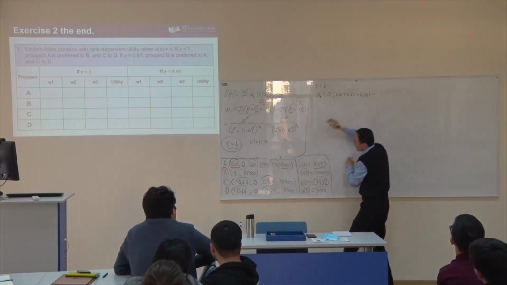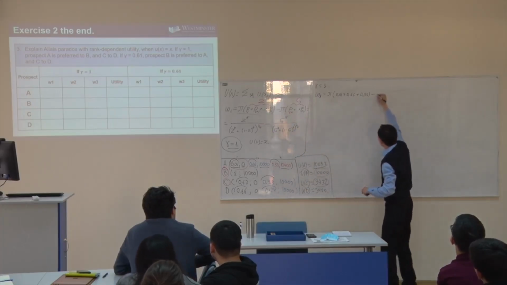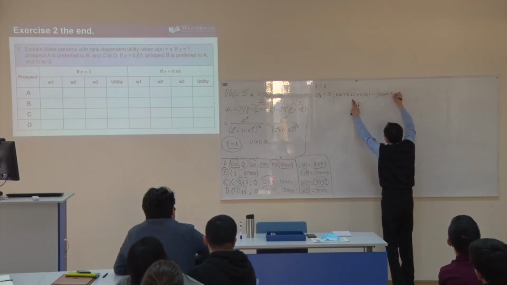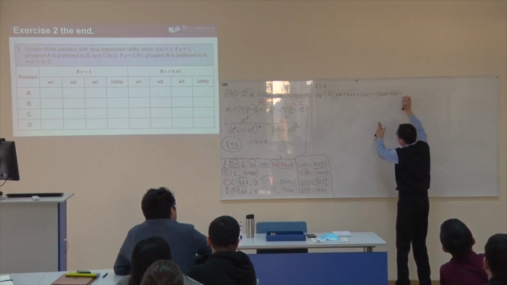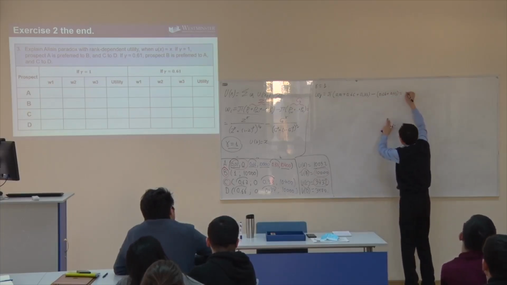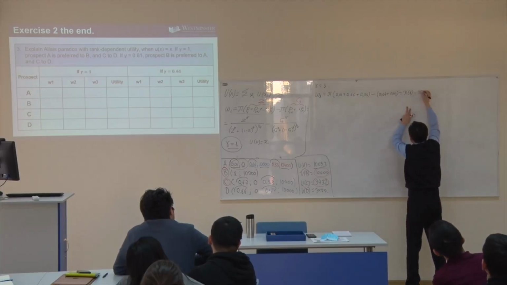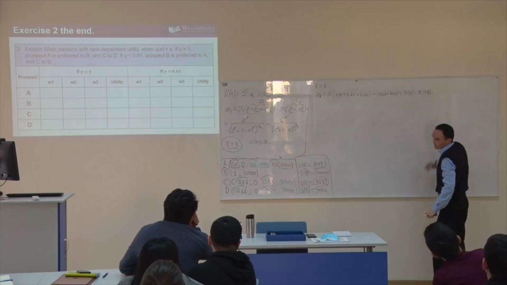Minus the second worst, 0.66 plus 0.33. This is equal to pi, probability of 1, minus pi, probability of 99. Okay. So now I'm going to calculate this one, students.